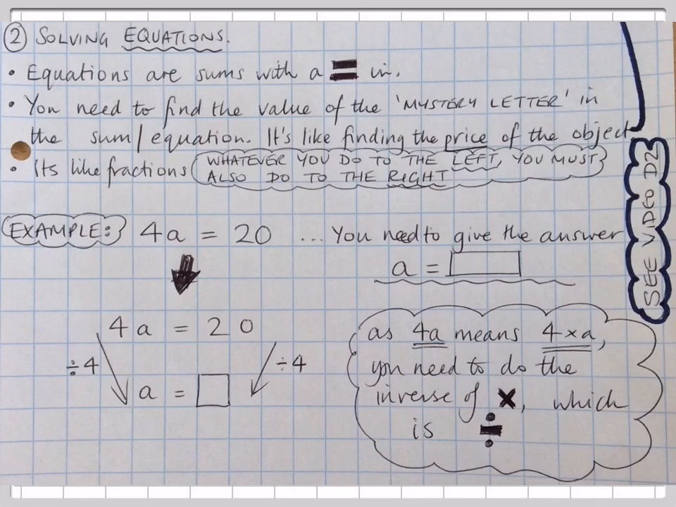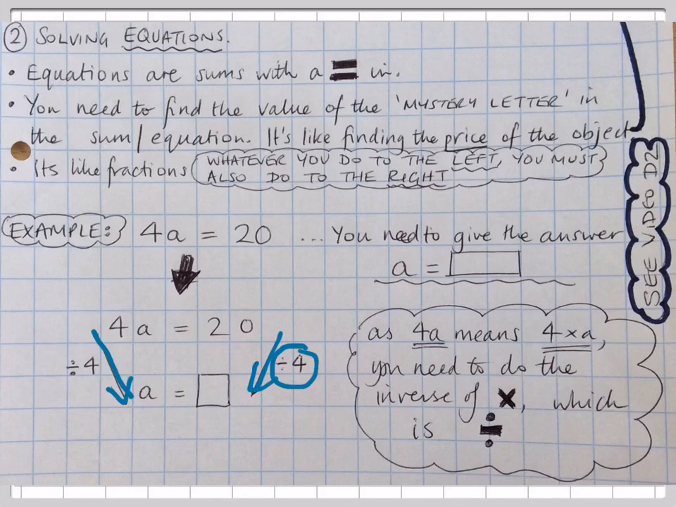So the idea is you need to find the value of the mystery number in the sum or in the equation. It's a bit like finding the price of an object. The rules are very similar to fractions. Whatever you do to the left, you must do to the right. And we use these arrows down the side here to actually show that we're doing the same.